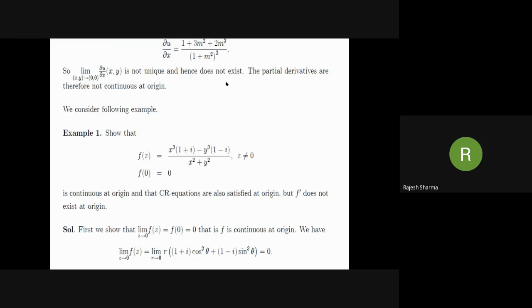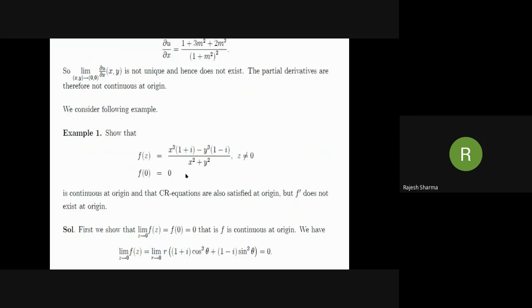We consider the following example. This shows that f z is equal to x cube times (1 plus iota) minus y cube times (1 minus iota) over x square plus y square when z is not equal to 0. And when z is 0, its value is 0. This function is continuous at origin. And CR equations are also satisfied at origin. But f dash does not exist at origin. The students in the beginning find this example confusing, as it appears that it contradicts the above theorem. But as we have seen, this is not the case, as according to the theorem, the partial derivatives must be continuous at that point to ensure differentiability.